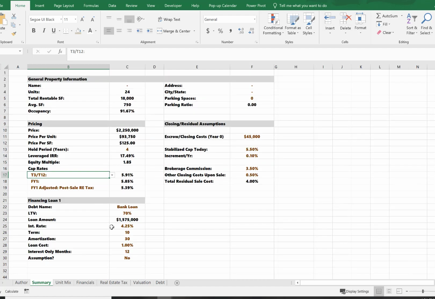So that really wraps up the tutorial of this financial model. Again, I think once you get used to it, it should take you about 20 to 25 minutes to model a property. There are some shortcomings here.